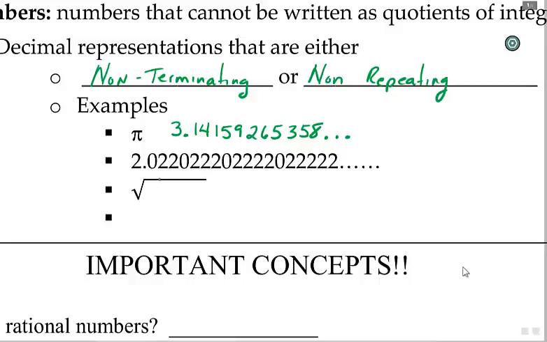In our second one, we have a pattern here with two 2s, and then three 2s, and then four 2s, and five 2s. And while it is a pattern, that pattern is not repeating, it's just a pattern.